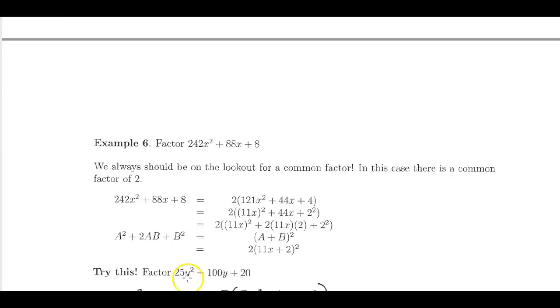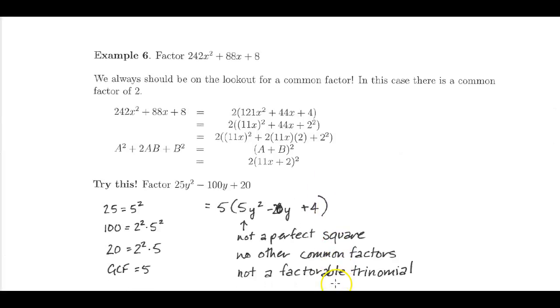So here we have 25y squared minus 100y plus 20. Try this out and then come back. Okay, so I did some work here and I saw that we had a greatest common factor of 5. And when I took the 5 out, 5 times 5y squared gives me 25y squared. 5 times negative 20 is negative 100, and 5 times 4 is 20.